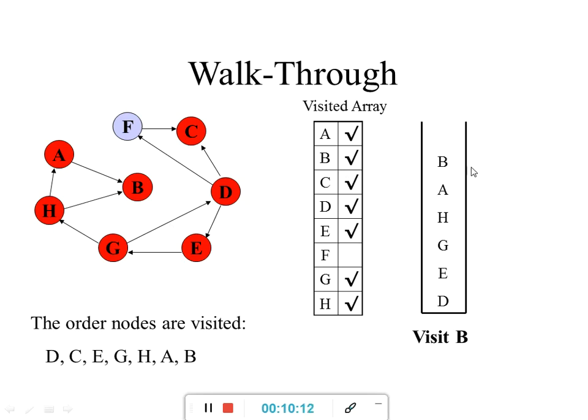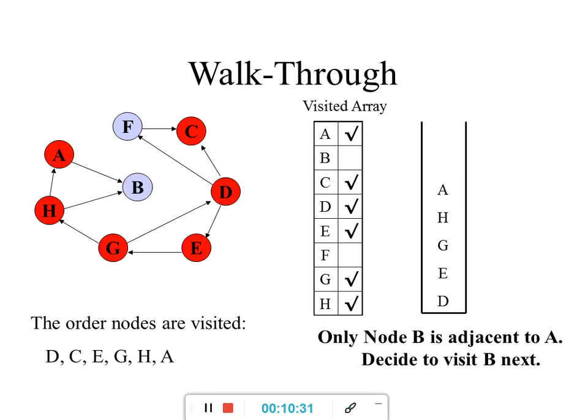Now here the topmost element is B. So now you have to find out unvisited adjacent nodes of B. There are no unvisited adjacent nodes for B. So we need to do backtracking. Backtracking is nothing but pop the topmost element of the stack. So we have to pop B.